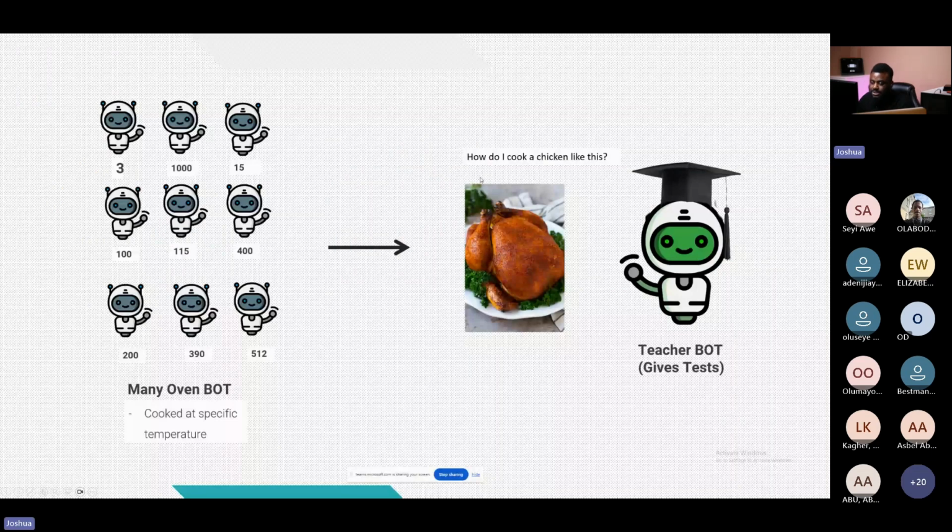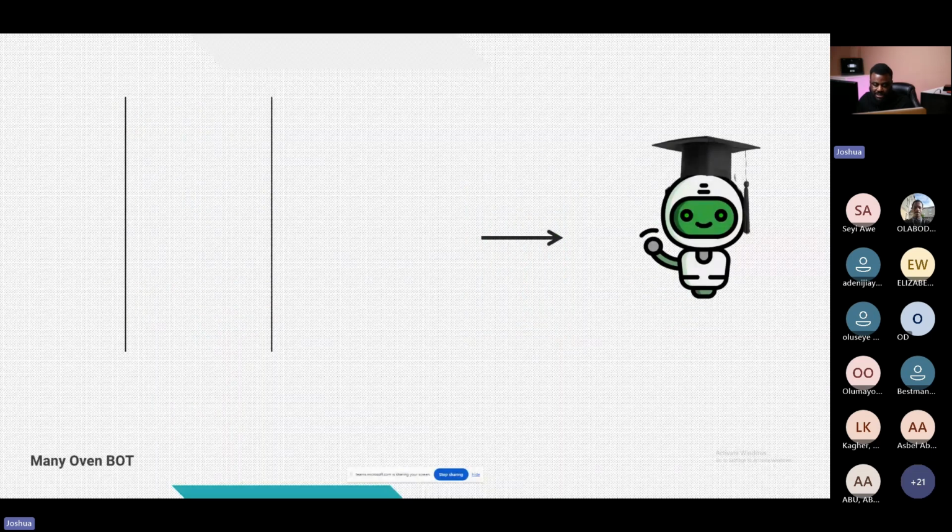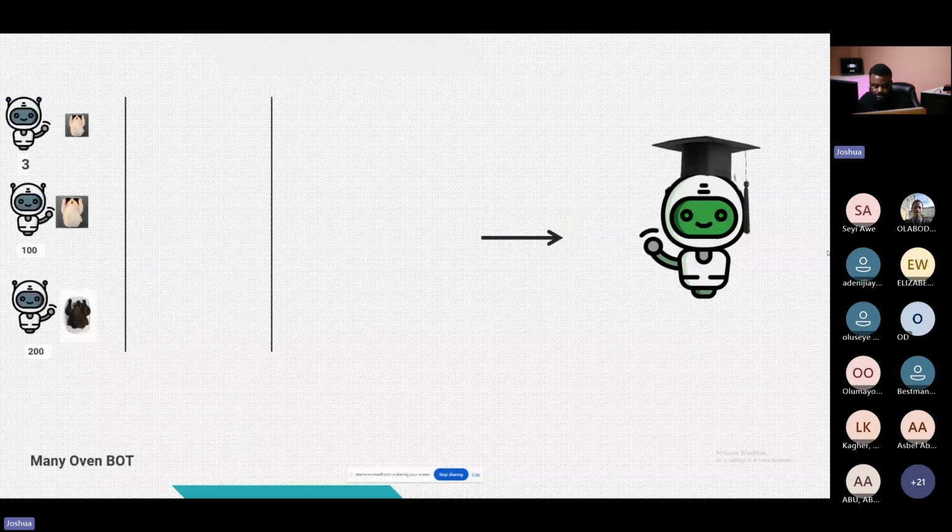Now, all the bots, to the best of their ability, remember, this guy can only cook 3 degrees, this guy can only cook 1,000 degrees. To the best of their ability, they will try and achieve this desired result. So they'll come, they'll submit their results. This guy will say, okay, fine, here's my chicken. This guy said maybe it was too high, it burnt. This guy said maybe it's still raw. And all of them will submit their results.